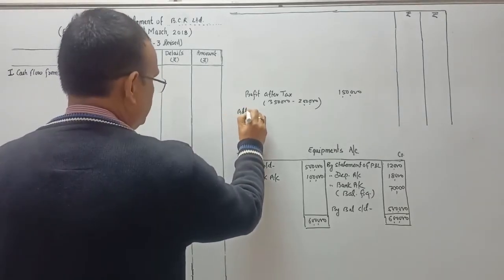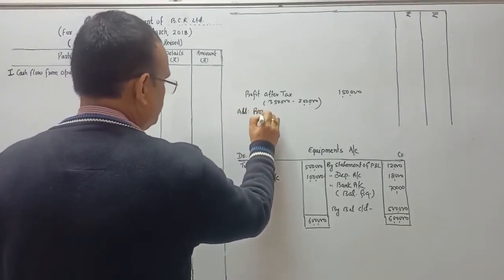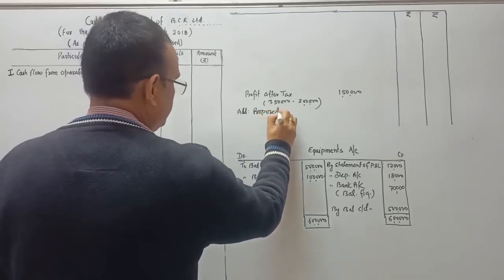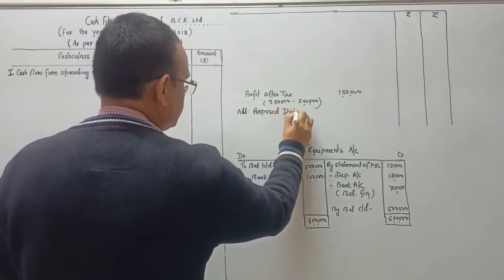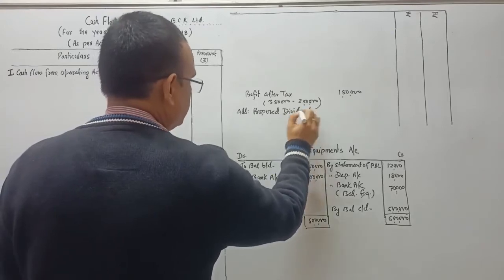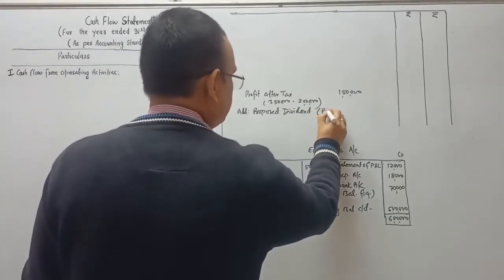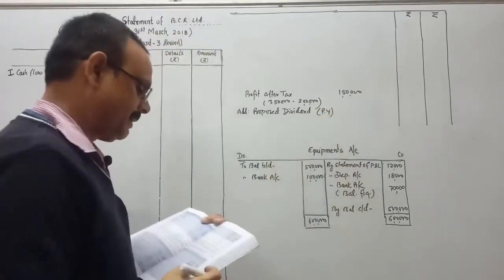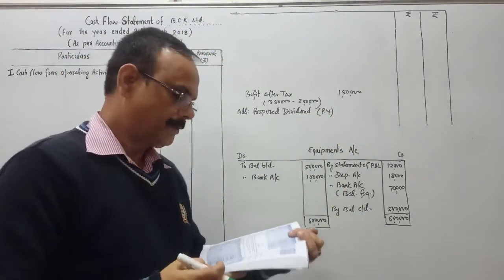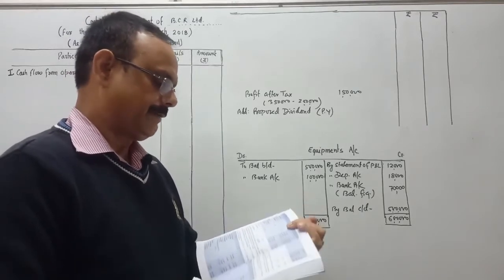We will add proposed dividend. The question is, which year's proposed dividend will we add? We will add the proposed dividend of the previous year. Previous year means 2017, 31st March 2017.